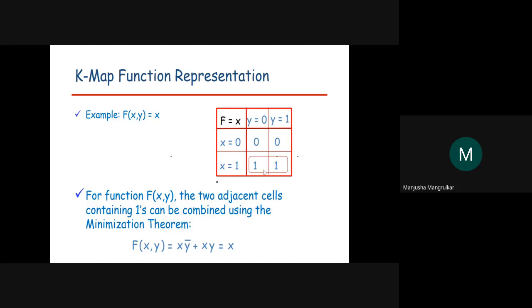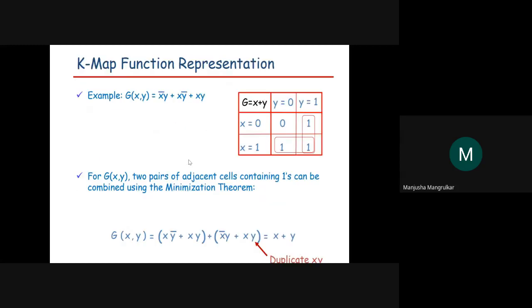Just this is the function. We will make groups, this is one group of two, and we see that the y value is changing from 0 to 1. If any variable's values are changing from 0 to 1 or 1 to 0, ignore that. Those that are constant, just keep them. This x is constant for this term and this term also. So what will be the answer? It will be only x. This way you have to do the grouping.